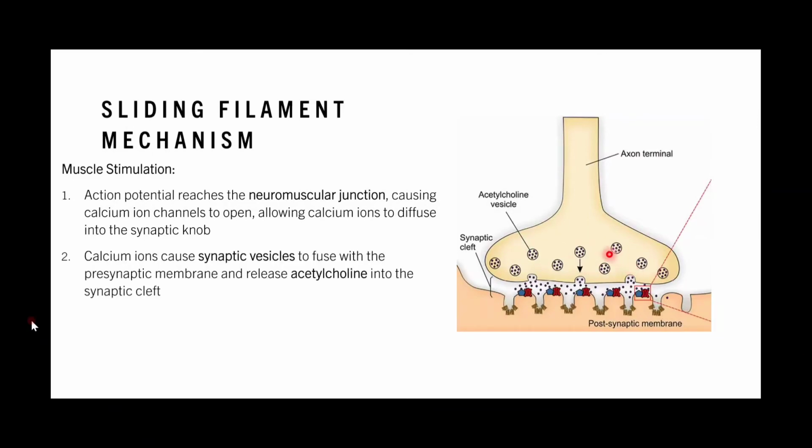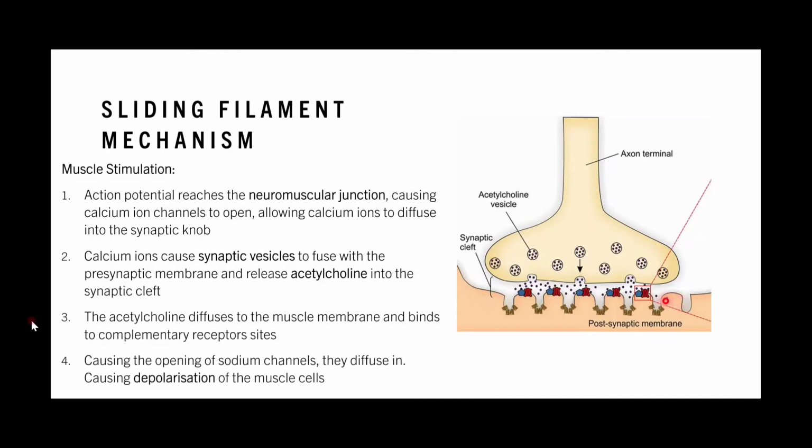And these calcium ions cause synaptic vesicles, and these are shown here, so they contain our acetylcholine neurotransmitter. They cause these synaptic vesicles to fuse with our presynaptic membrane and release this acetylcholine into this synaptic cleft. And so then our acetylcholine, our neurotransmitter, can diffuse across this synaptic cleft and bind with complementary receptor sites on our muscle membrane.